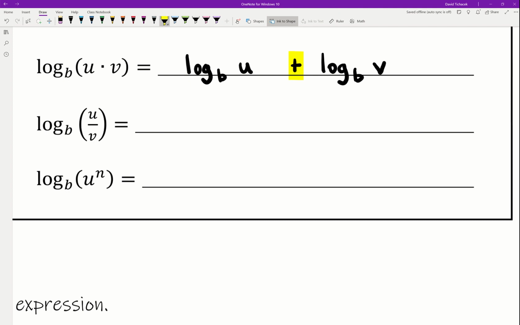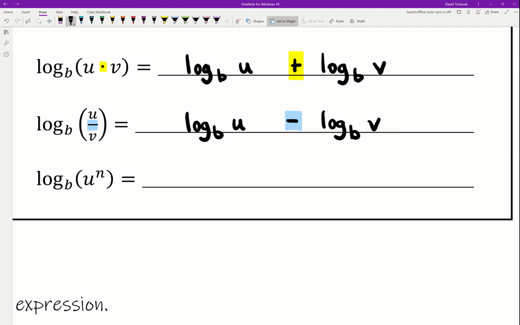Moving right along, in that next rule we see that there is a division on the inside. You might guess that if it's a times on the inside and then a plus on the outside, then if it's a division on the inside, it's going to be a subtraction on the outside, and you would be absolutely right. So it is going to be a subtraction, and very similar to the first rule, this is the subtraction of two logs with the same base as what we started with. The same rule applies here: we just do log base b of u minus log base b of v.